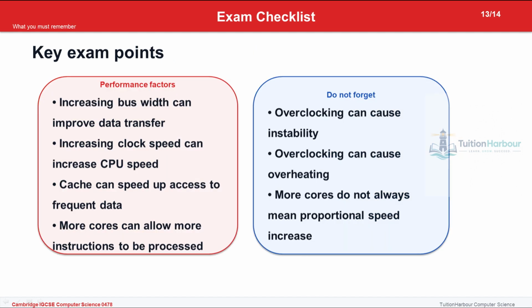Exam checklist. Remember these exam points. A wider bus can improve data transfer. A higher clock speed can increase processing speed. Cache reduces access time for frequently used data. More cores can improve performance. Overclocking can cause overheating and instability.